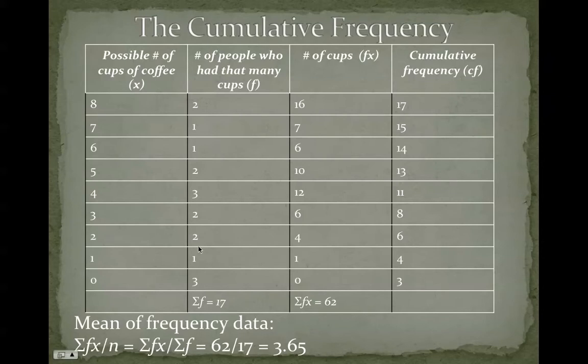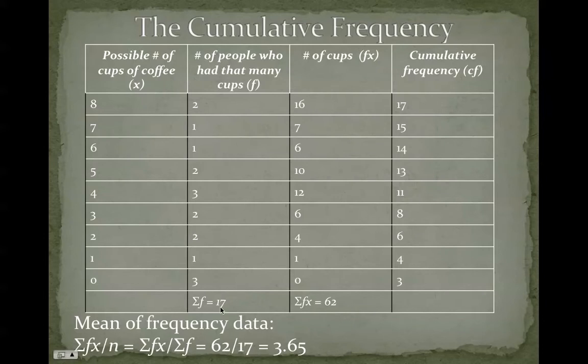So 3 plus 1 plus 2 is 3, plus 1 is 4, plus 2 is 6. So these 6 people here had 2 cups of coffee or fewer. And if we go even one more step, we go 3 plus 1 plus 2 plus 2, which is 8. So now we have 8 people from this row down. 8 people had 3 cups of coffee or fewer. See, I represent it here. So again, the cumulative frequency is simply adding on these numbers all the way up.